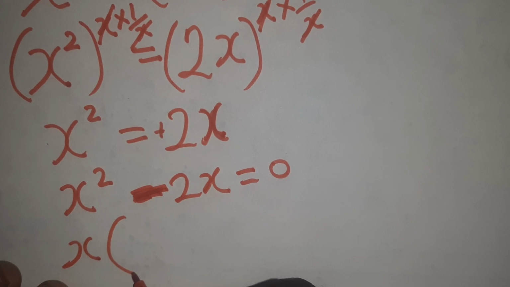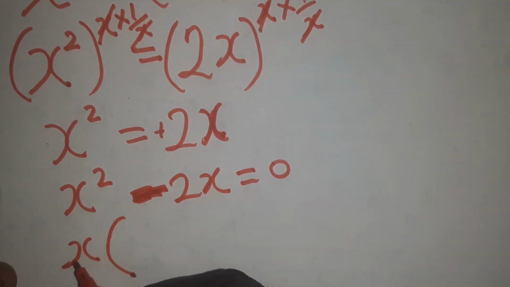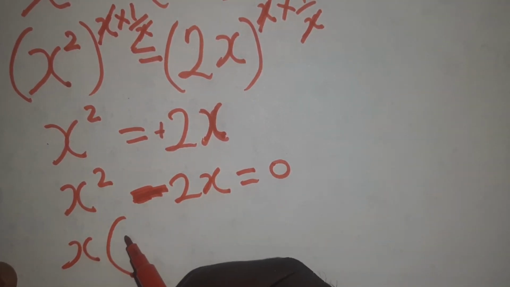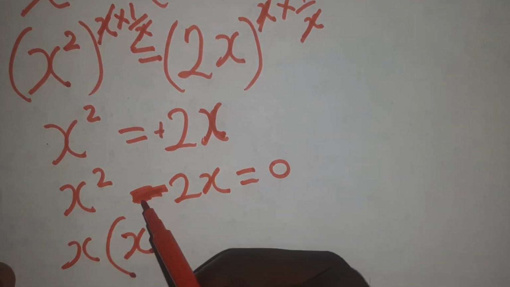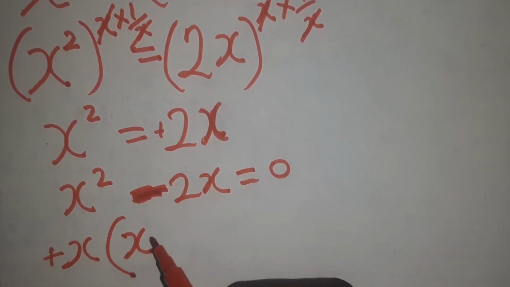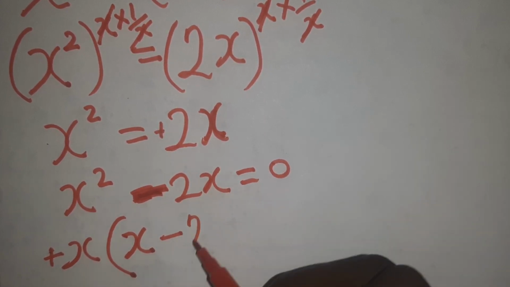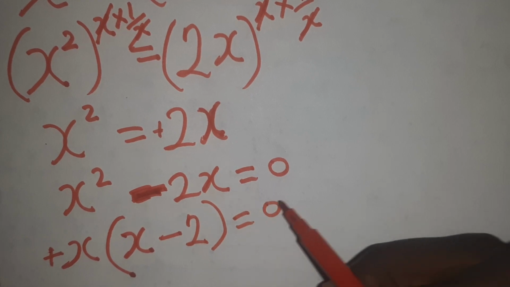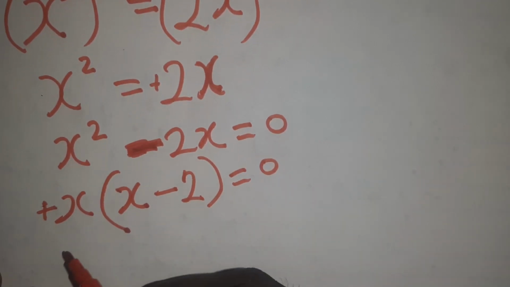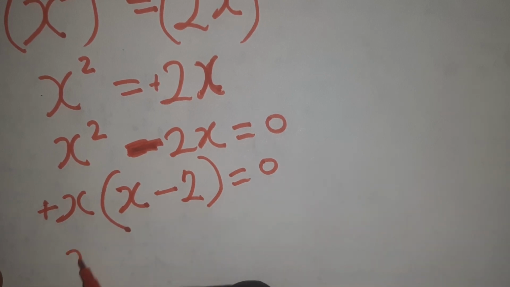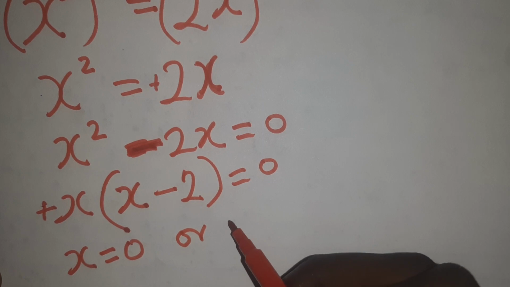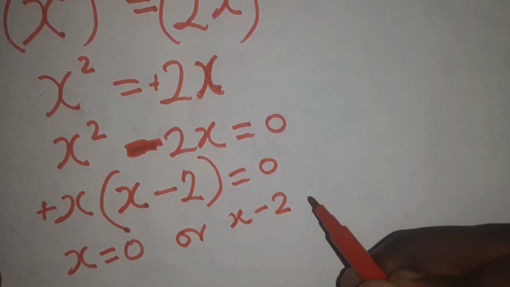You open your bracket since you're factorizing. x squared divided by x gives you x, because x cancels one of the x. Then minus divided by plus gives you minus. Then 2x divided by x cancels x, you are left with 2, then equals 0. Then of course we know that if x times (x minus 2) equals 0, then it means that x is equal to 0, or the x minus 2 is equal to 0.